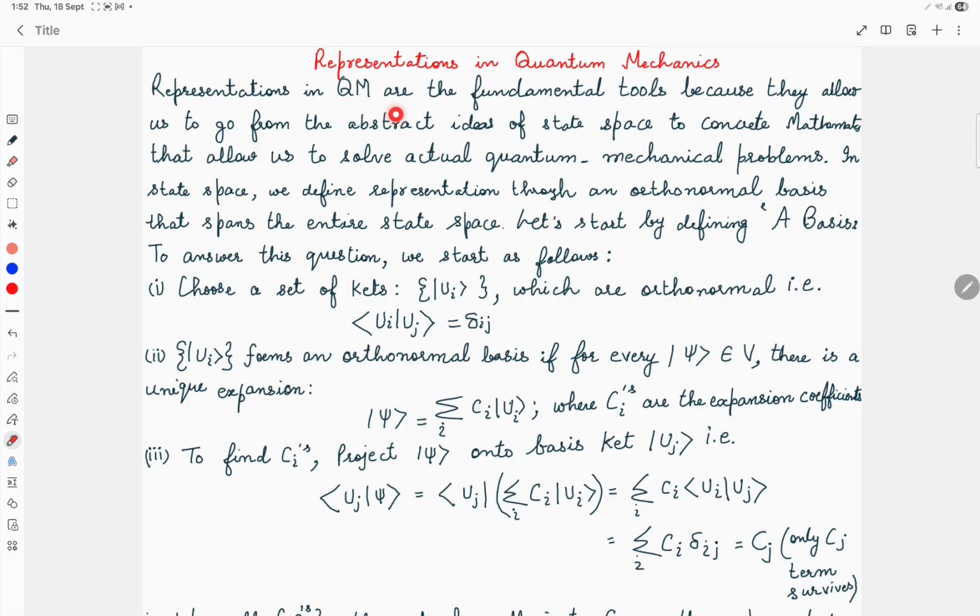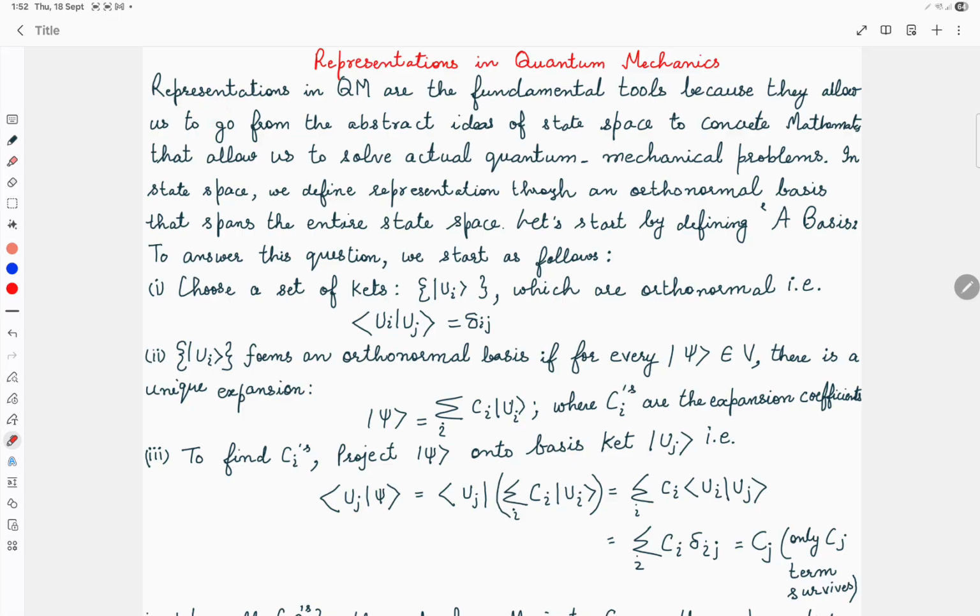Representations in quantum mechanics are the fundamental tools because they allow us to go from the abstract ideas of state space to concrete mathematics that further allow us to solve actual quantum mechanical problems. Now, this lecture is at a very fundamental level of understanding of quantum mechanical systems. In this lecture, we will try to understand how to represent a quantum state, and thereby a quantum system.